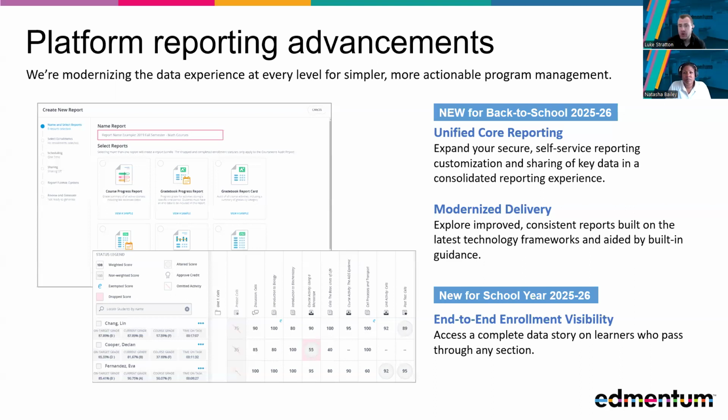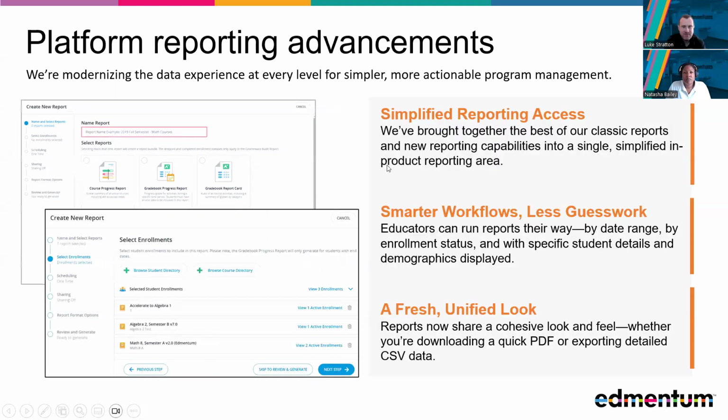And new for the school year 25-26, you will get that end-to-end enrollment visibility. So you can access a complete data story on learners that have passed through any sections at all. Especially for those watching this that have lots and lots of students using Courseware, that visibility can be really vital. So this will be new for this academic year.